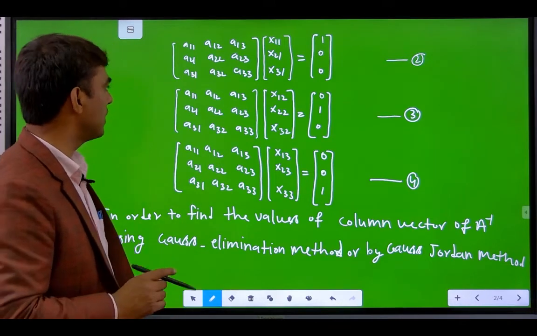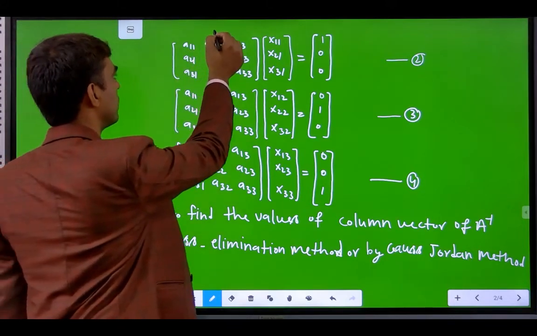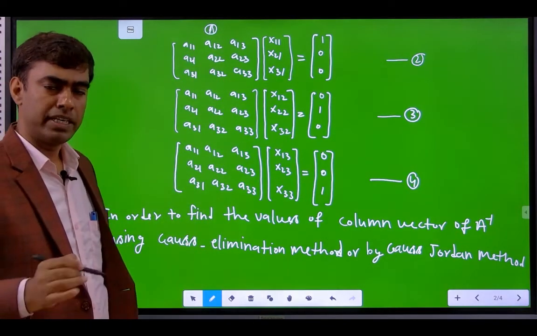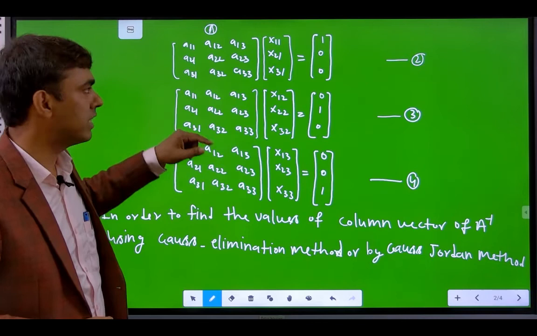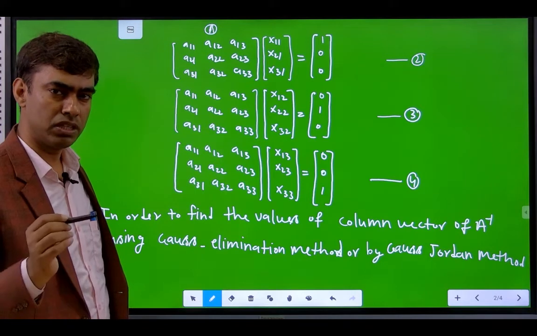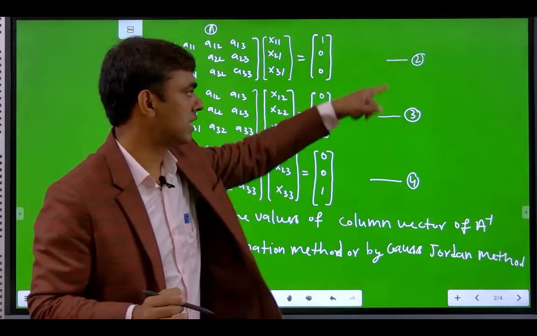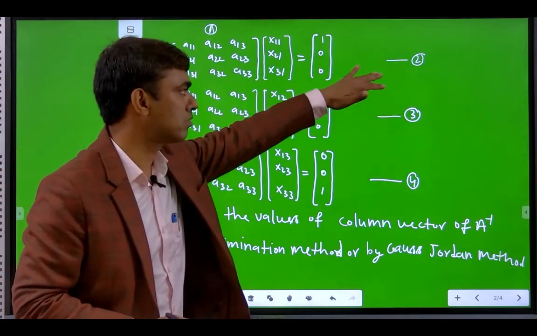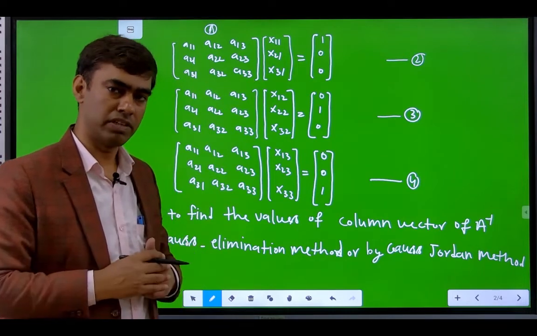So in the Gauss elimination method, what is our aim? Our aim is to convert the coefficient matrix, suppose this is the coefficient matrix A, into an upper triangular matrix. In each system of linear equations, we perform the same operation to convert matrix A into an upper triangular matrix, because matrix A is the same in the second, third and fourth systems. So rather than solving each system separately, we try to solve all the systems simultaneously.